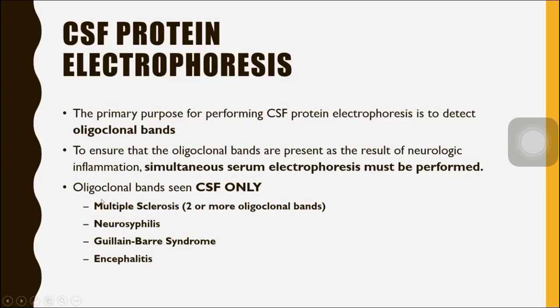Kanina pa natin ito na-mention, ito si multiple sclerosis. Ano ba itong si multiple sclerosis? So, multiple sclerosis is an autoimmune disorder wherein there's a production of anti-myelin sheath antibody. So, multiple sclerosis is a demyelinating disease. Okay, since may anti-myelin sheath antibody, may consequent destruction ng myelin sheath sa central nervous system.